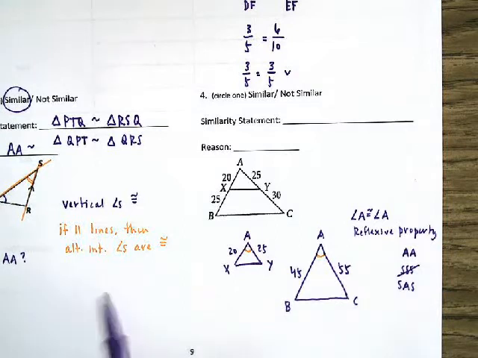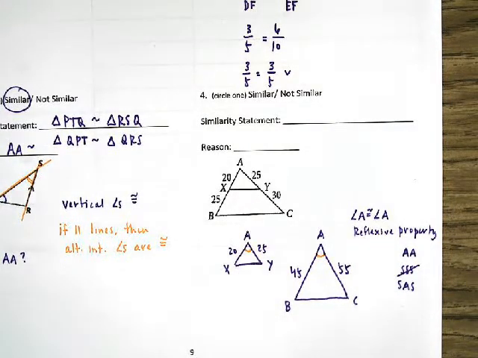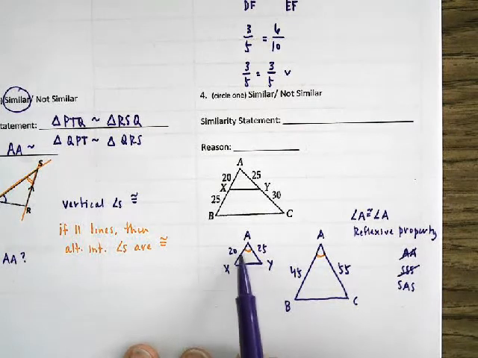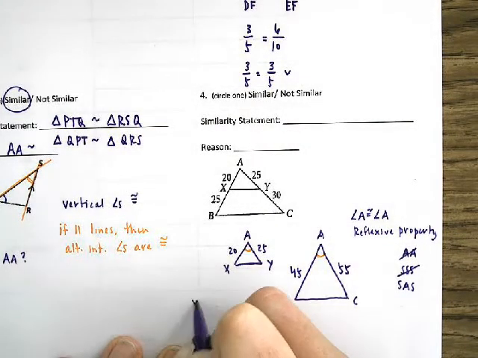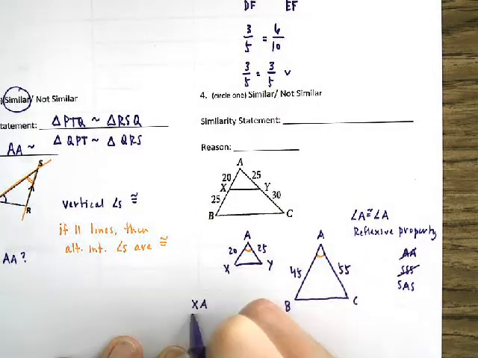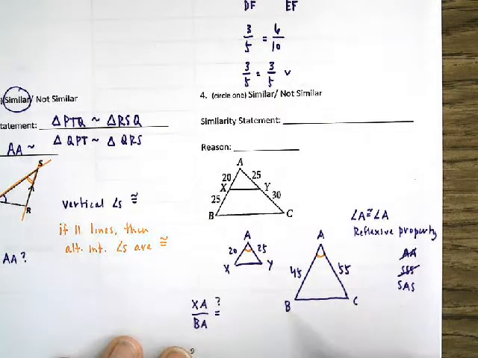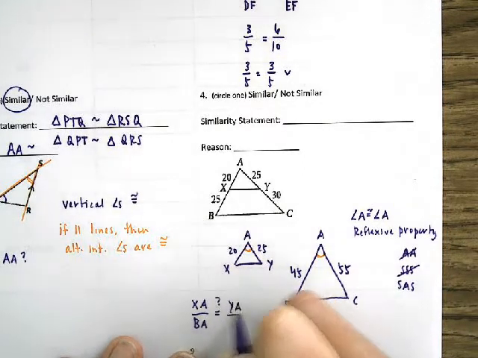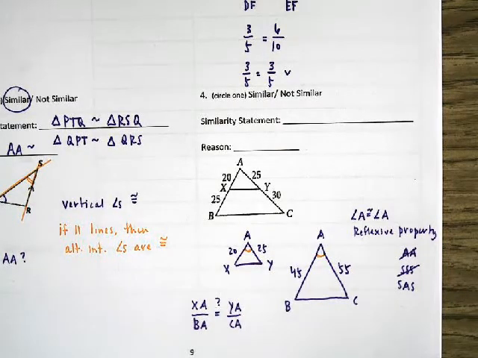I have one pair, but there's no way I can come up with another because I don't know that these are parallel sides. So it can't be AA, so I'm going to check SAS because I have an included angle and two sides. So now I need to check if the ratio of XA to BA is equal to YA over CA. And if that's true, then I'm going to have to say yes.